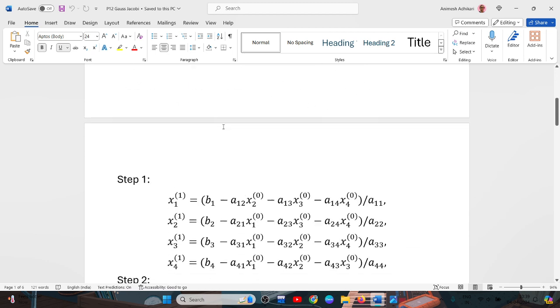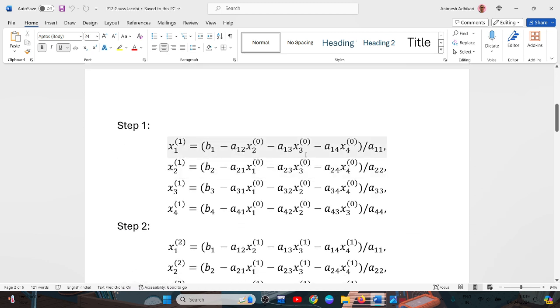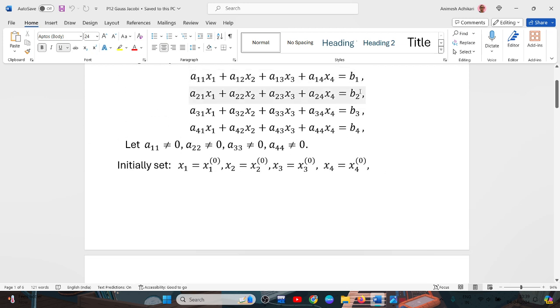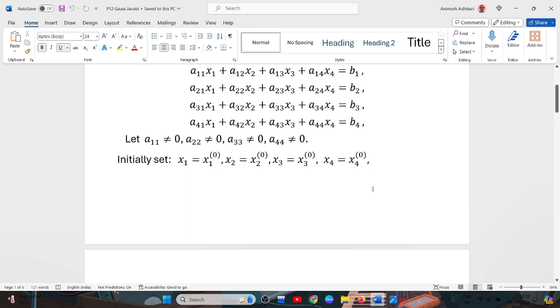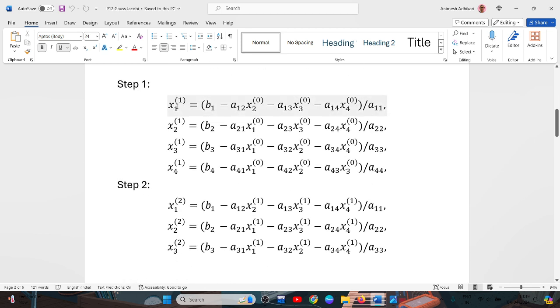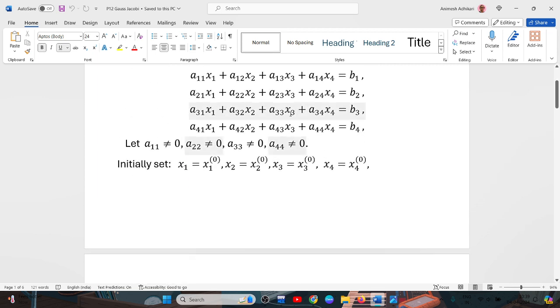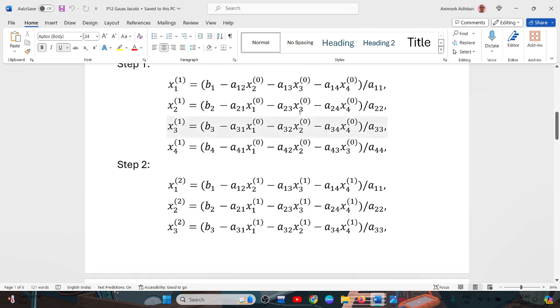Now, step 1. Write x1 from the first equation in this way: b1 minus a12 x2^(0) minus a13 x3^(0) minus a14 x4^(0), whole divided by a11. And from the second equation, write x2 equal to b2 minus a21 x1 minus a23 x3 minus a24 x4, whole divided by a22. And this is x1^(1), where the bracket 1 indicates the values for step 1, and this is the initial value for step 0. And this is x3 from the third equation.